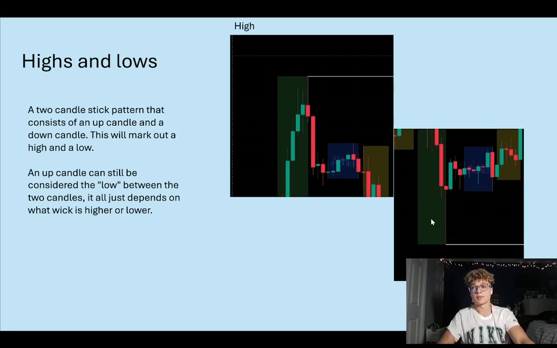And also, we have a good example of a low here. Obviously, the low here happened to be the down candle. So we have a red down candle followed by an up candle, and this down candle was significantly lower than the up candle. So this is clearly marking out a low.